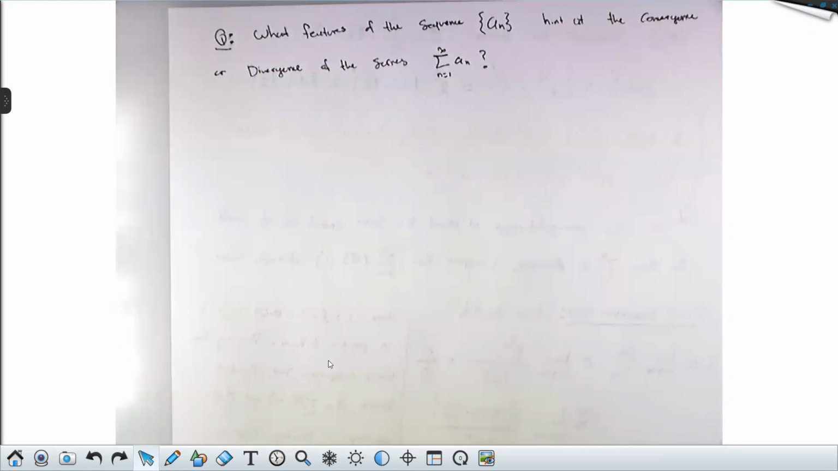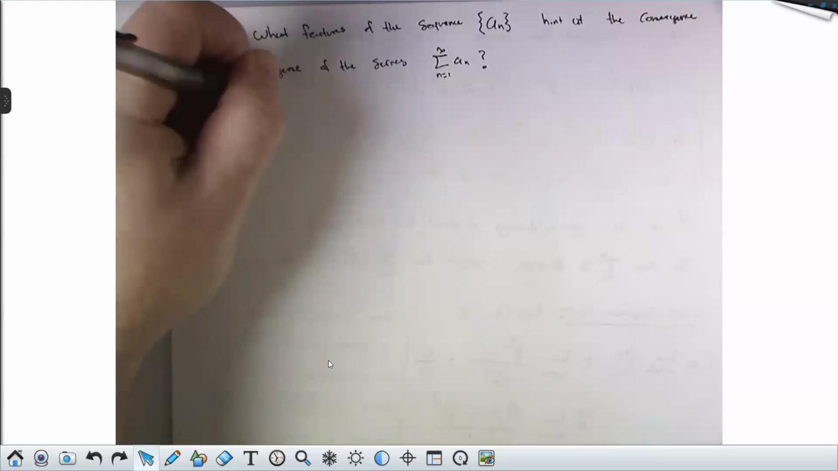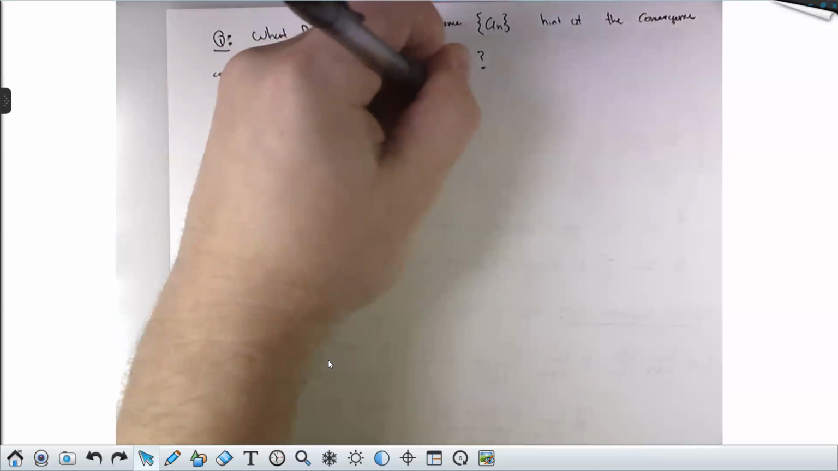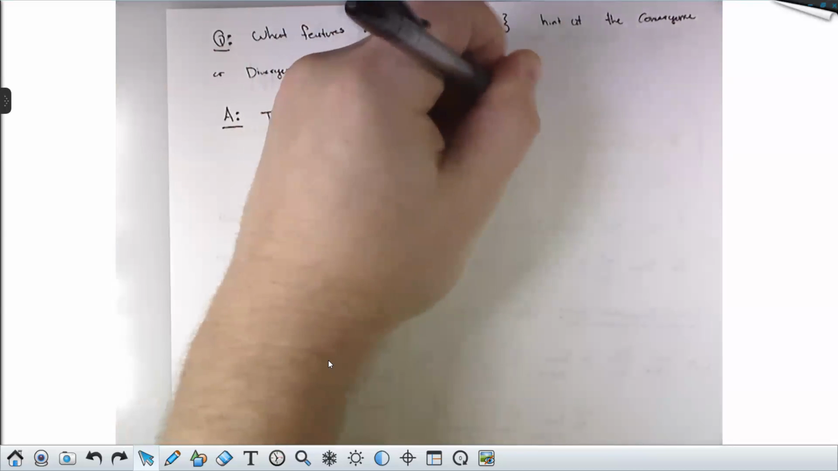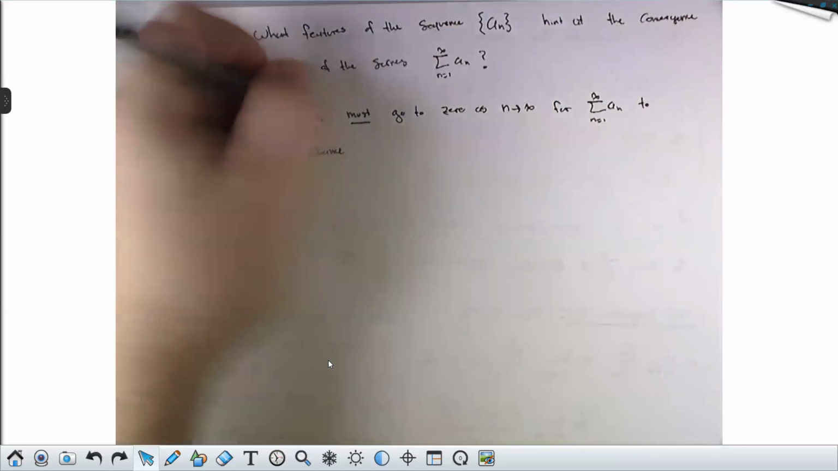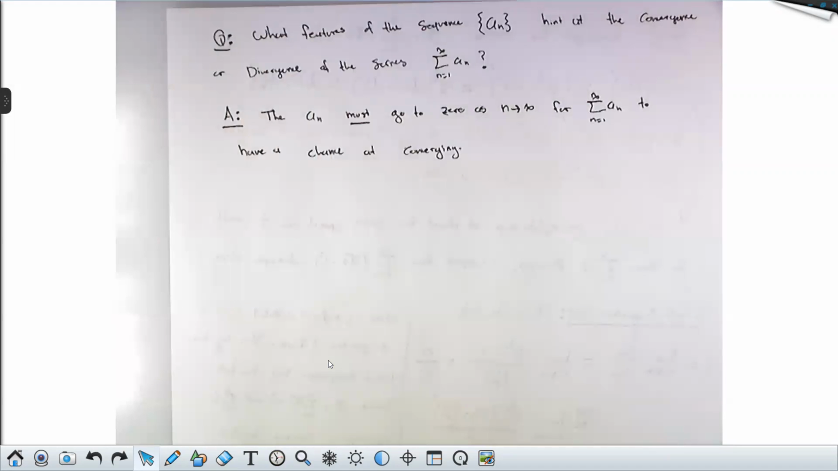There's several answers here, right? And the first one is really your test for divergence. I've said it, but let's write it down. The a_n must go to zero as n goes to infinity, or sigma n from 1 to infinity of a_n, to have a chance at convergence. Right, and this is exactly what the test for divergence says. It says if the a_n's don't go to zero, then that series doesn't have a chance.